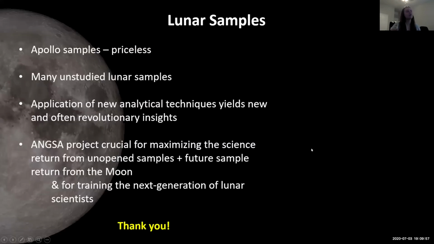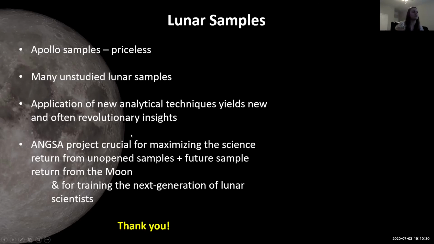Okay, so I just want to wrap up by saying that Apollo samples really are priceless. They're the gift that keeps on giving, as a colleague of mine likes to say. We still have many unstudied lunar samples, samples that maybe were studied very early on in the 1970s, but they just haven't been revisited. And so there's a lot of wealth of information that's still out there to be gained. Hopefully I've proved to you that the application of new analytical techniques really does yield new information, sometimes even revolutionary insights into the moon as we know it.